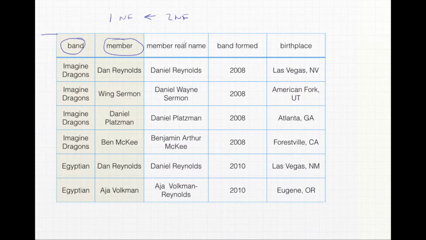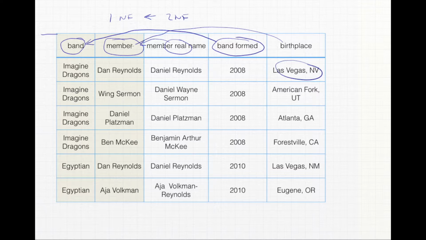So here we have this member real name, which is dependent on the member, and this band formed. If we switched bands, this column would have to change, so that's dependent on band. Birthplace refers to Dan Reynolds, so if the member Dan Reynolds changes, we'd probably have to change this birthplace. So we have all these partial functional dependencies, so it's not in 2NF.